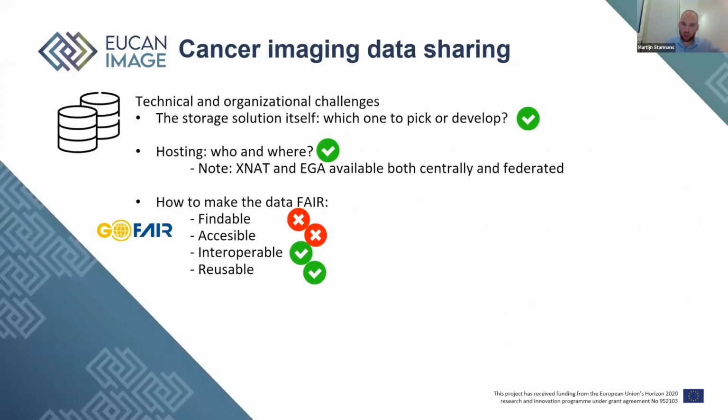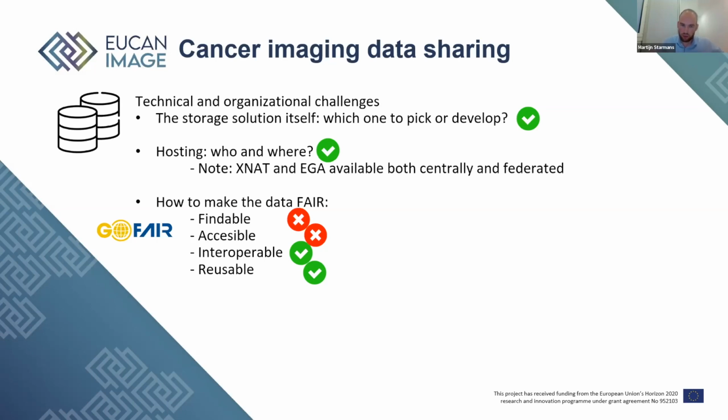So I would say making use of these existing infrastructures already checks off a lot of these boxes. So we already have storage solutions, we have sustainable hosting, and I want to point out here that these are now centrally hosted, but in EuCanImage, we also offer federated solutions of our platforms. So we also have a federated infrastructure. And these solutions also partially already make sure that the data is interoperable and reusable. But this is only part of your storage solution for sharing data.